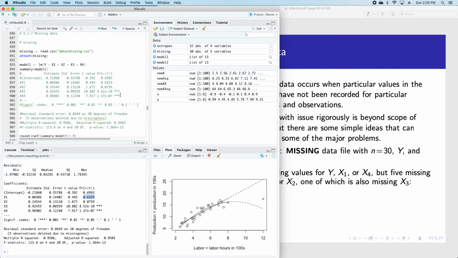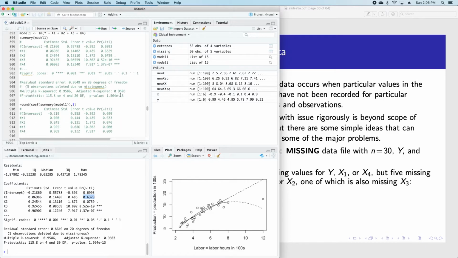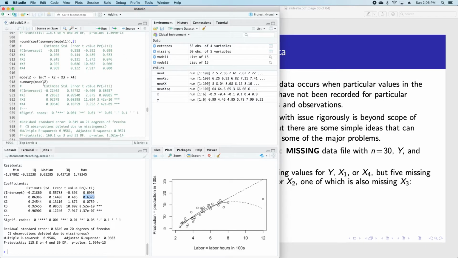So maybe I could try dropping x1 from the model and see if we get a better model. So let's do that with model 2. Summarize what's going on. Now the other 3 predictors are all significant. I've got a pretty high value of r squared. Everything looks good.